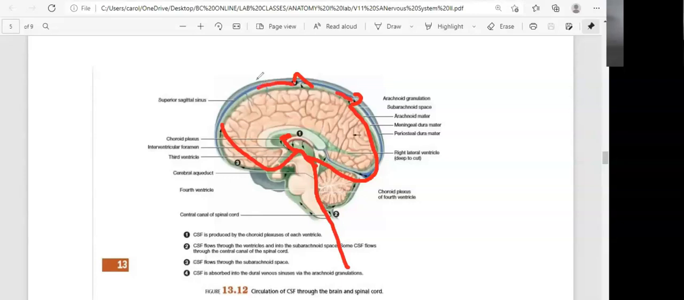Okay, now that's necessary because we produce more or less 500 milliliters of cerebrospinal fluid, out of which 150 milliliters remain in your brain. Therefore, we are going to get rid of 350 milliliters through the arachnoid granulations.